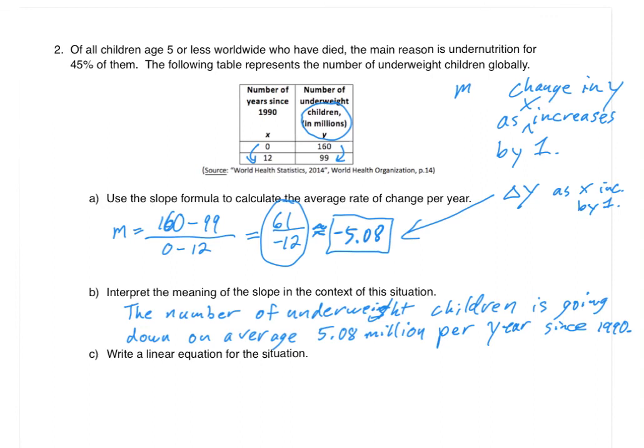Now that we have slope and we have the meaning of a slope, we can also write a linear equation for the situation. As you can see, we do not have a vertical line. We have a negative 5.08 for the slope. We can write this in the form y equals mx plus b. Well, we just found m. It's approximately negative 5.08 times x plus, we need the value of b. But if you notice right here, this point is the y-intercept. (0, 160) is on the y-axis, so the b value is precisely that 160. So we have y equals negative 5.08x plus 160 represents this relationship between the number of years since 1990 and the number of underweight children around the world in millions.